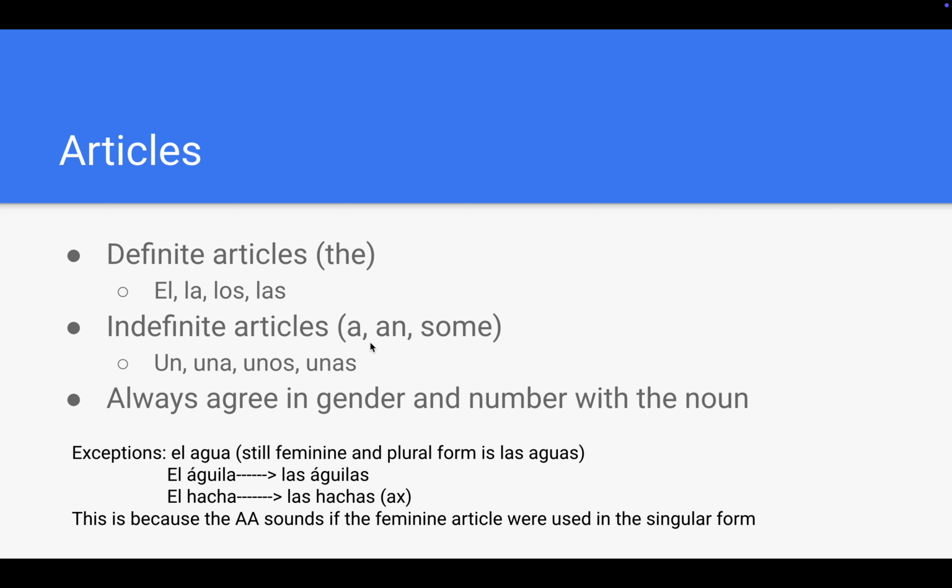And then there's also indefinite articles. So the masculine indefinite article, I did it again. It's so touchy, my trackpad.